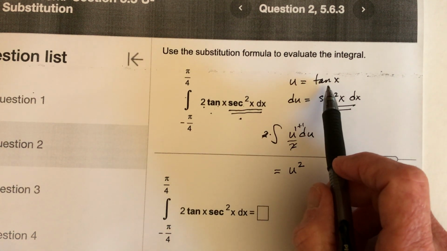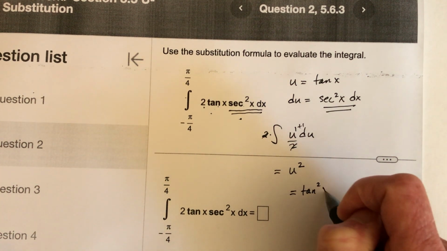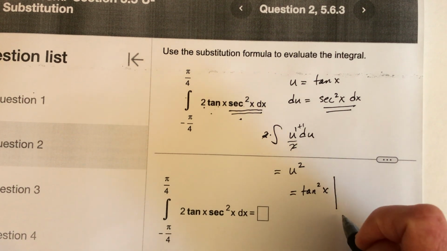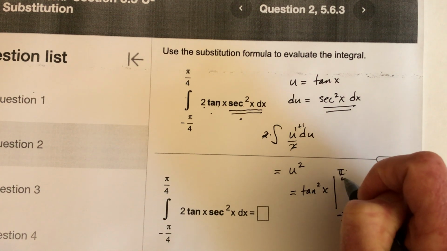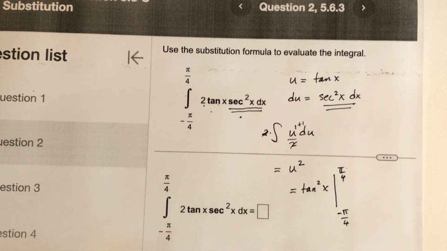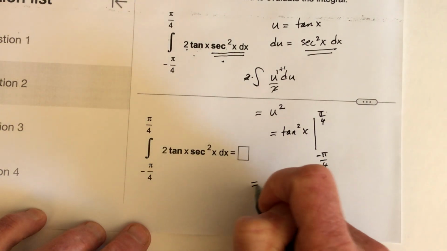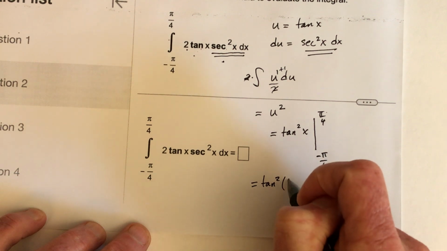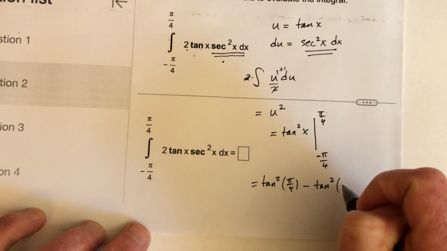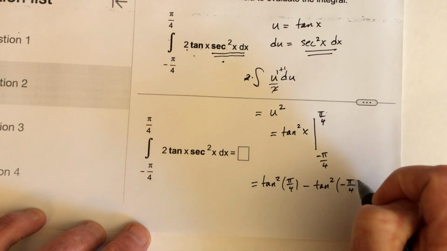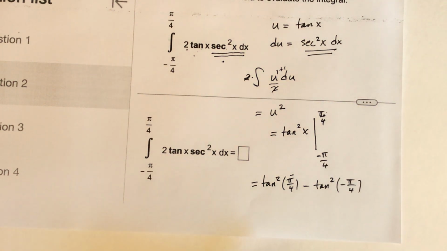And then replace the u with tangent. So that means that it is tangent squared of x. And now that the x's are back, then put the limits negative pi over 4 to positive pi over 4. And then substitute pi over 4. So this is going to be tangent squared of pi over 4, and then minus tangent squared of negative pi over 4. So remember, it always goes the top one first and then the bottom one second.